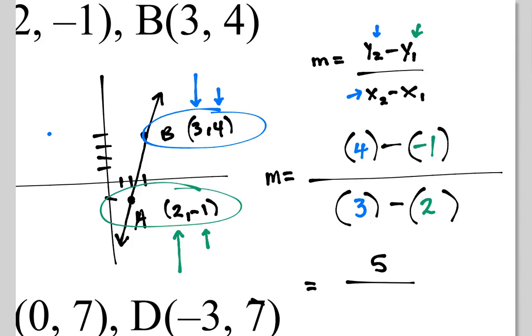5 is the delta y. Do you see that you've gone from negative 1 to 4? You've gone up 5 units. What about the delta x? You started at 2 and then you became 3. So how much did you change by? 1. And 3 take away 2 is 1. 5 divided by 1, of course, is just 5. So the slope of this line is 5.